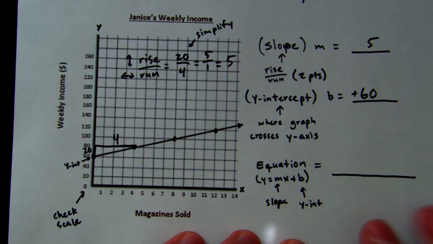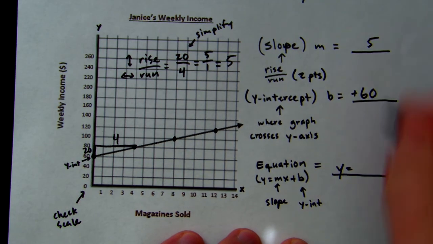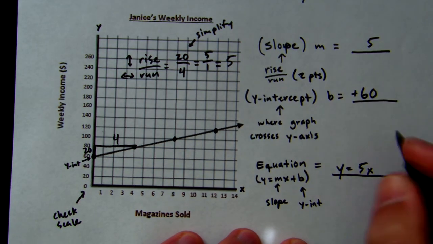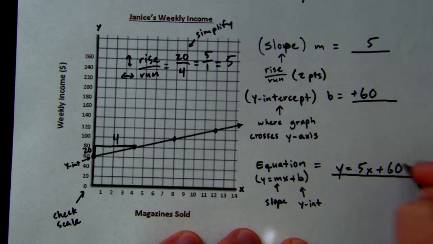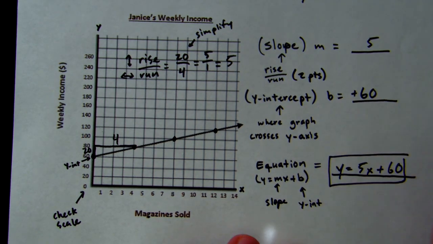Now we write an equation. y equals my slope, which is 5x, y-intercept plus 60, just like that. Rewind that if you need to, writing an equation from a graph.